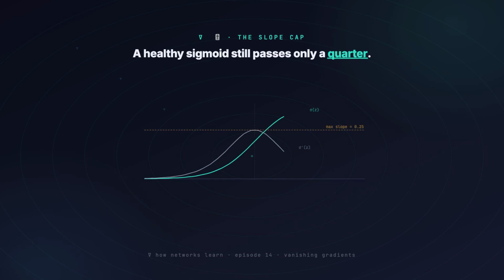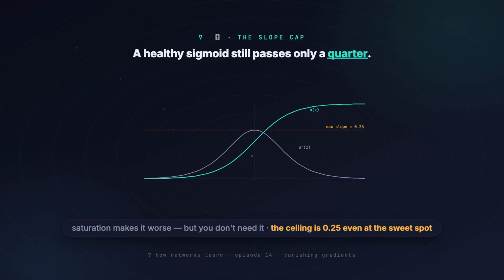The misconception here is subtle. People think the problem is the neuron saturating, pushed to the flat tails where the slope is near 0. Saturation makes it worse, sure, but you don't need saturation. A perfectly healthy sigmoid net, every unit sitting at its sweet spot, still multiplies by 0.25 per layer. The decay is baked into the activation, not into bad luck.